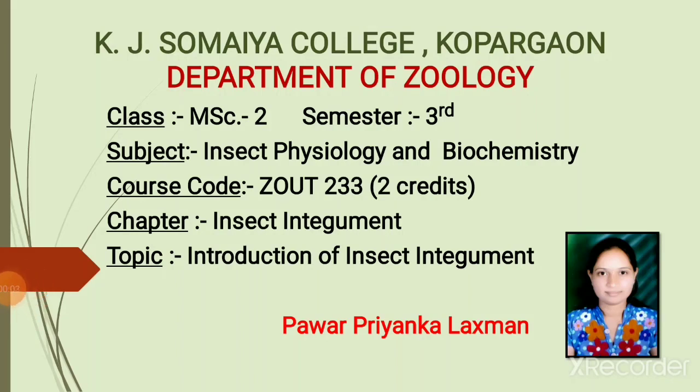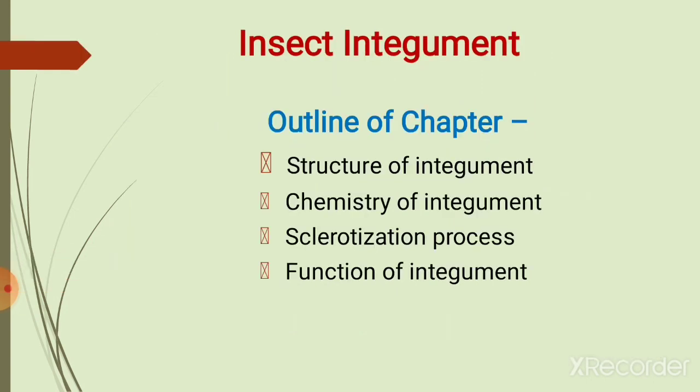I am going to teach you the subject Insect Physiology and Biochemistry. MSc 2nd, Semester 3rd, Chapter number 1st, Insect Integument. Topic: Introduction of Insect Integument. This is the first chapter, that is Insect Integument. The outline of this chapter is structure of integument, then chemistry of integument, sclerotization process and function of integument.